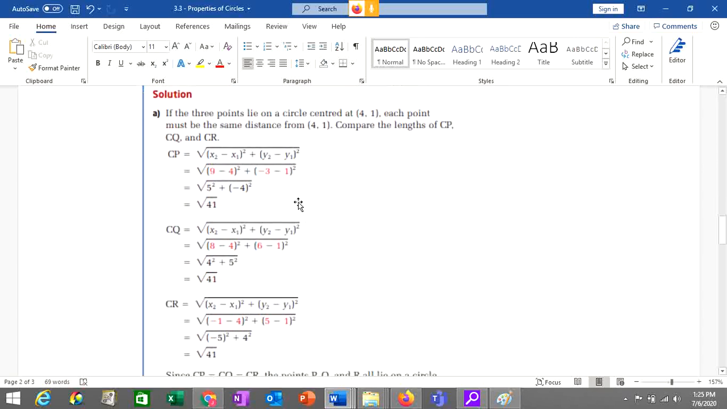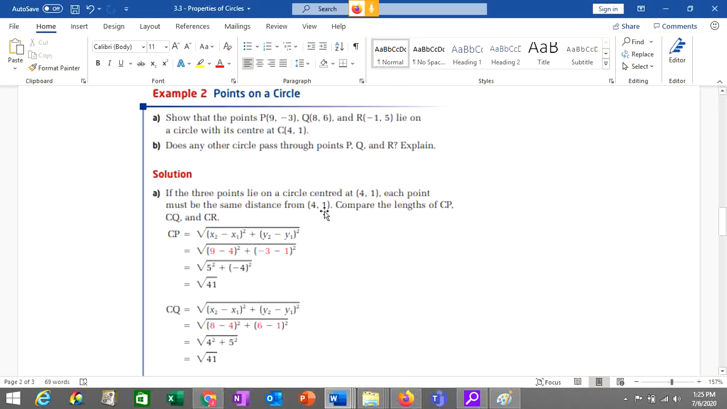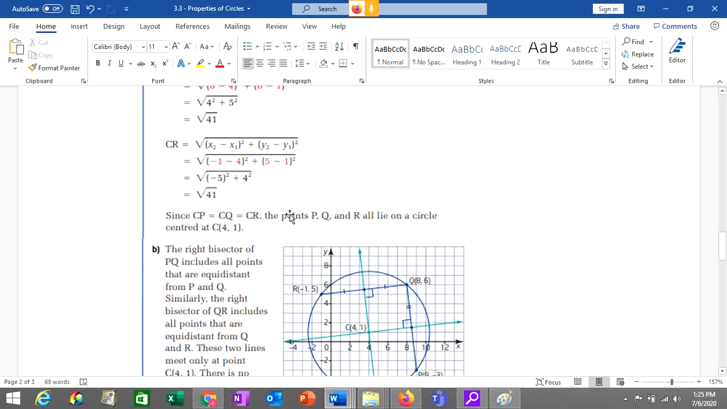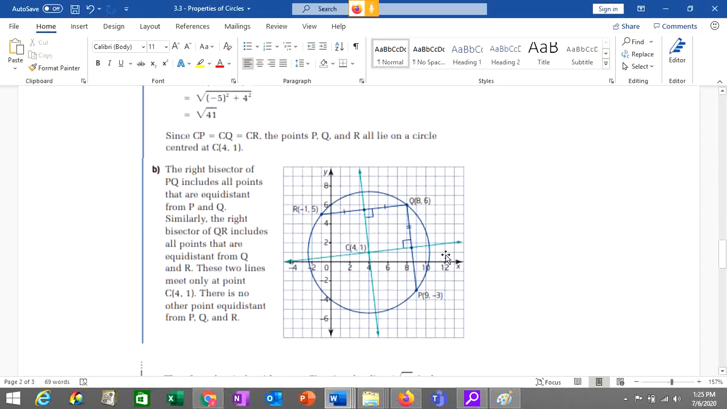And it turns out if you do that, they are, right? The distances CP, CQ, and CR are all root 41. So it turns out that you have a circle with a center at (4, 1) with a radius of root 41. All of these points are on that circle. Okay? So that's what this would look like. If you've got P, Q, and R, you have the middle here, they are all root 41 away. They're all one radius away from the center.